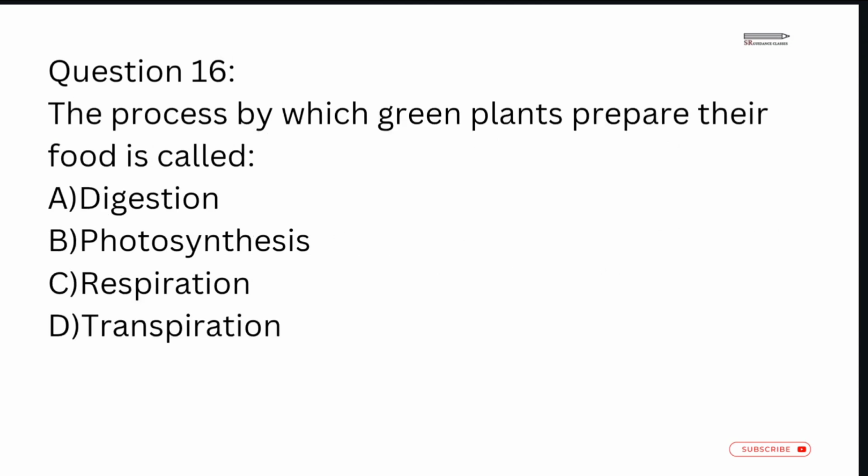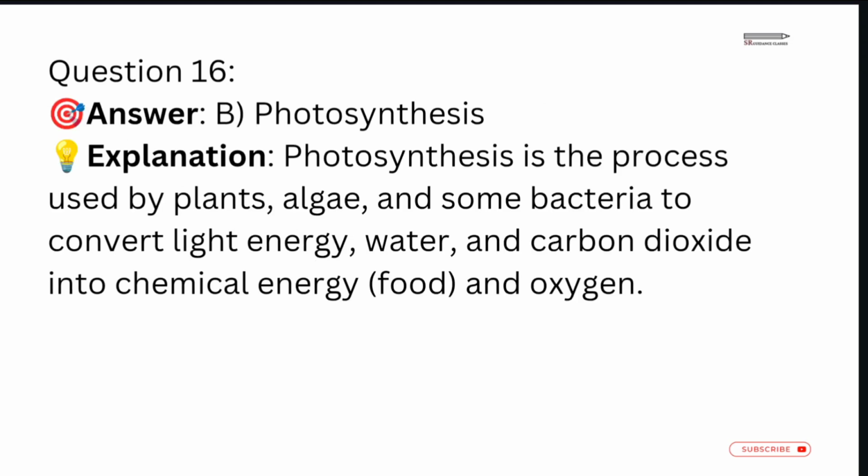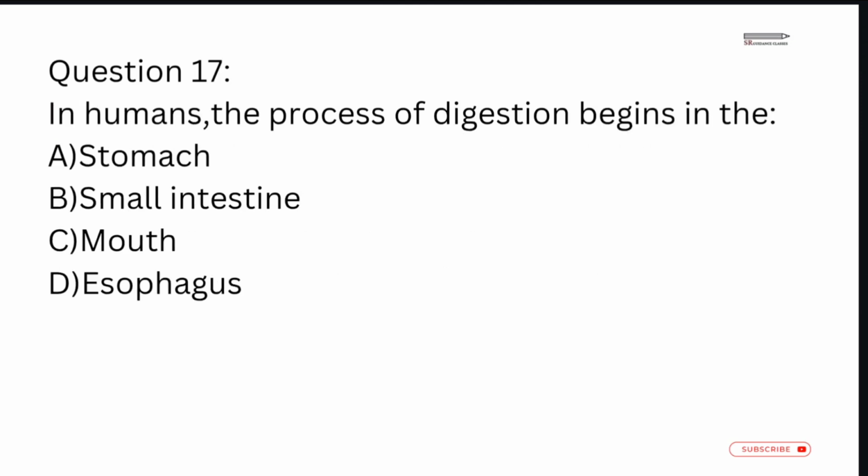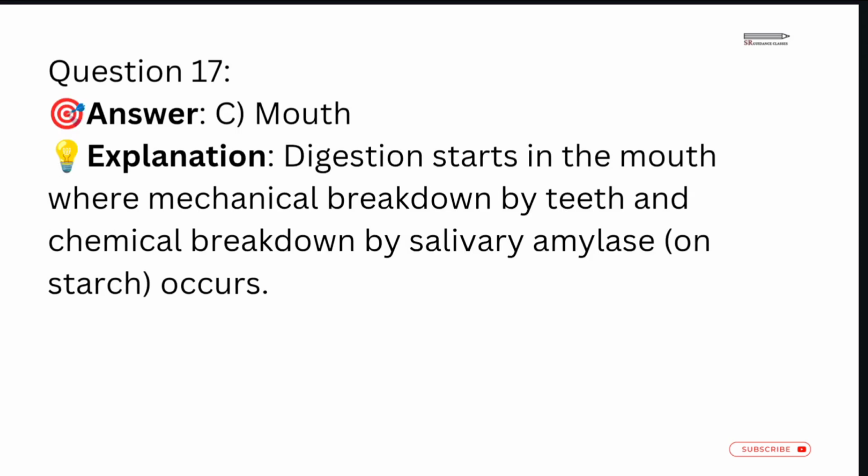The process by which green plants prepare their food is called. The answer is option B, photosynthesis. In humans, the process of digestion begins in the. The answer is option C, mouth.